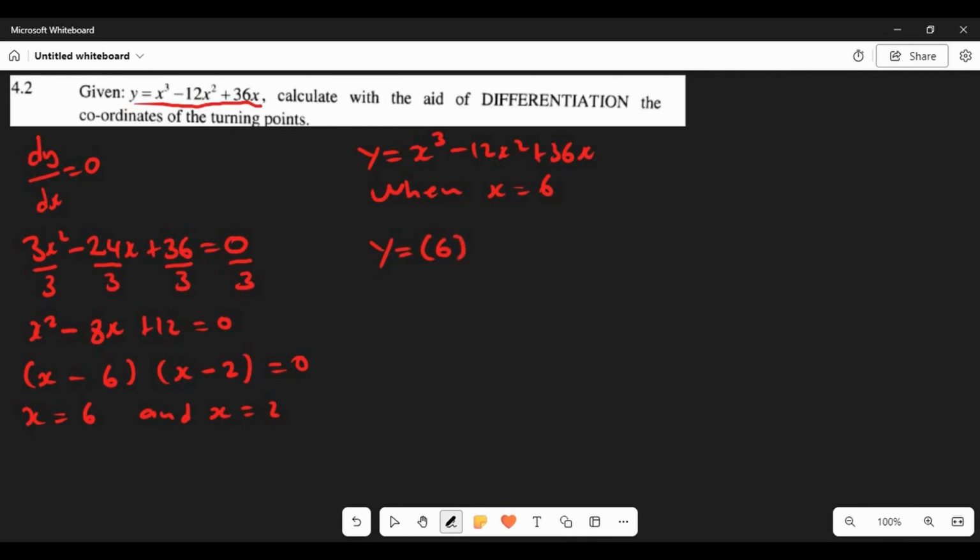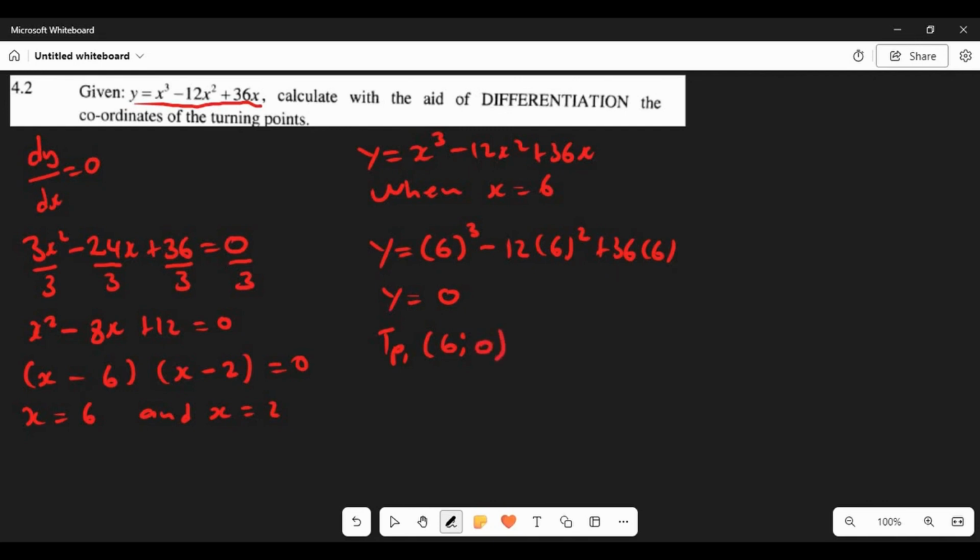We're going to have 6 to the power of 3 minus 12 multiplied by 6 to the power of 2 plus 36 multiplied by 6. So when you put this on a calculator, your y is going to be 0. So this turning point, let's call it turning point number 1. The coordinate is going to be 6 for x and 0 for y.